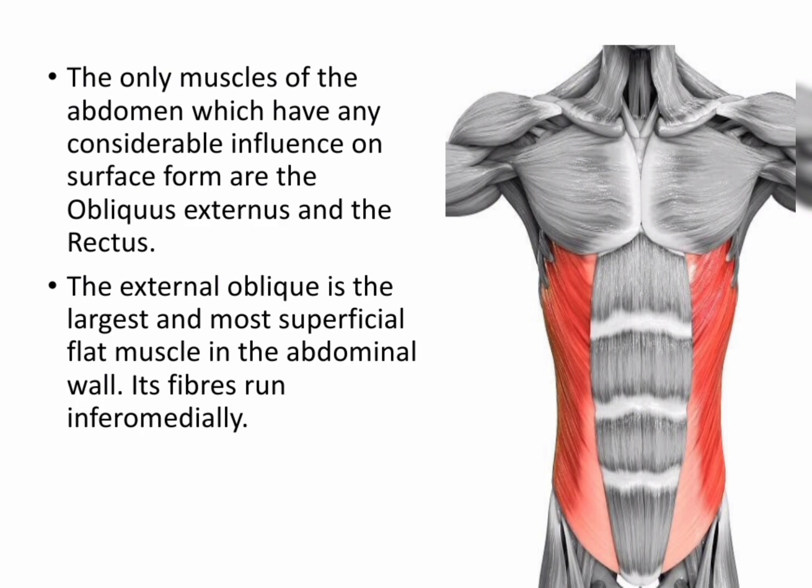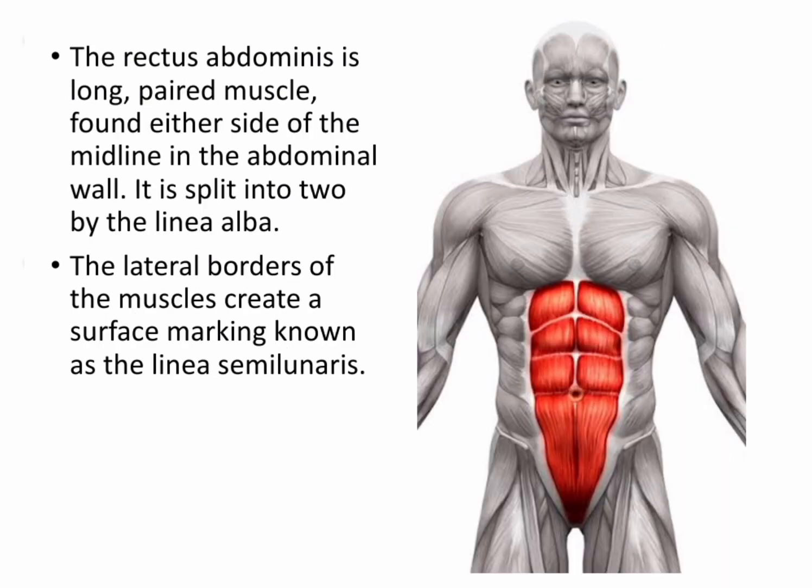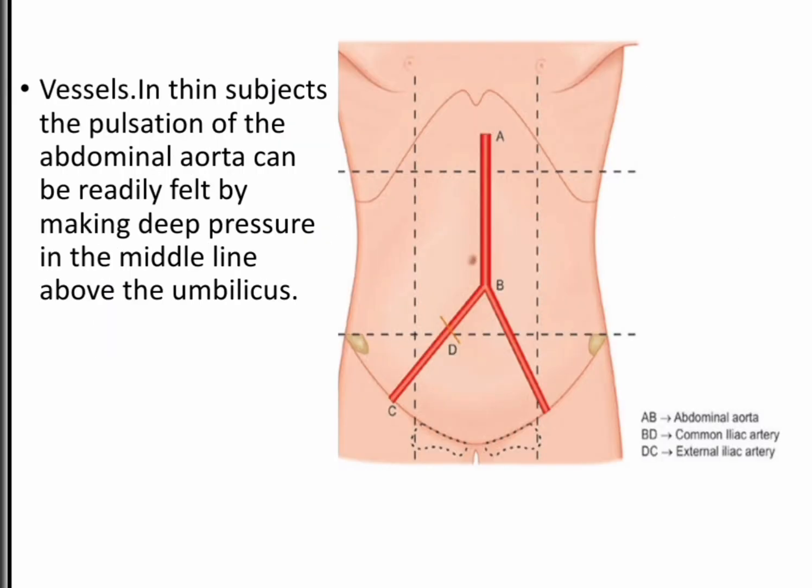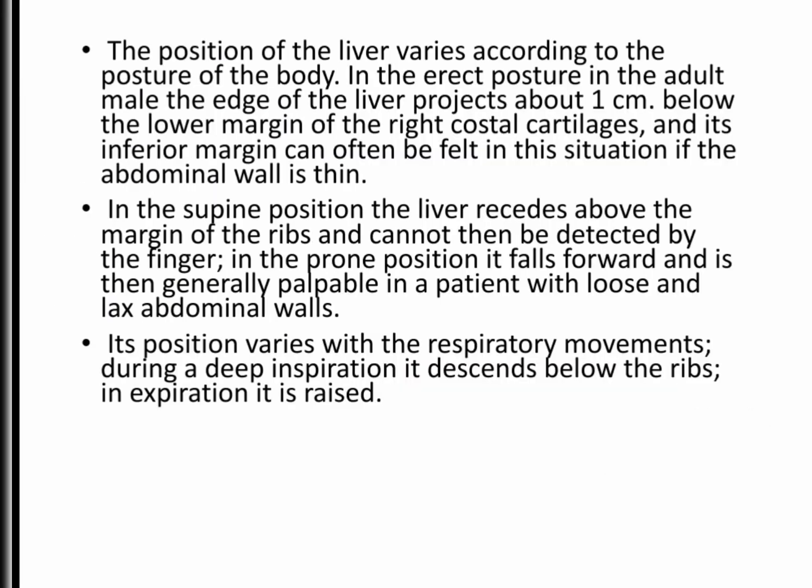The muscles of the abdomen, which have considerable influence on surface form, are the external oblique muscle and the rectus. The external oblique is the largest and most superficial flat muscle in the abdominal wall. Its fibers run inferomedially. Then the rectus abdominis is a long, paired muscle found either side of the midline in the abdominal wall. It is split into two by the linea alba. The lateral borders of the muscle create a surface marking known as the linea semilunaris.